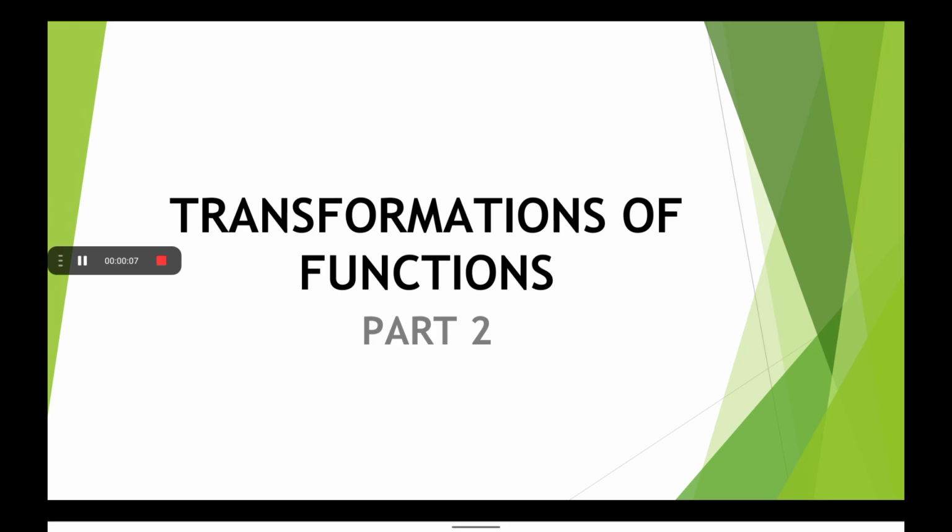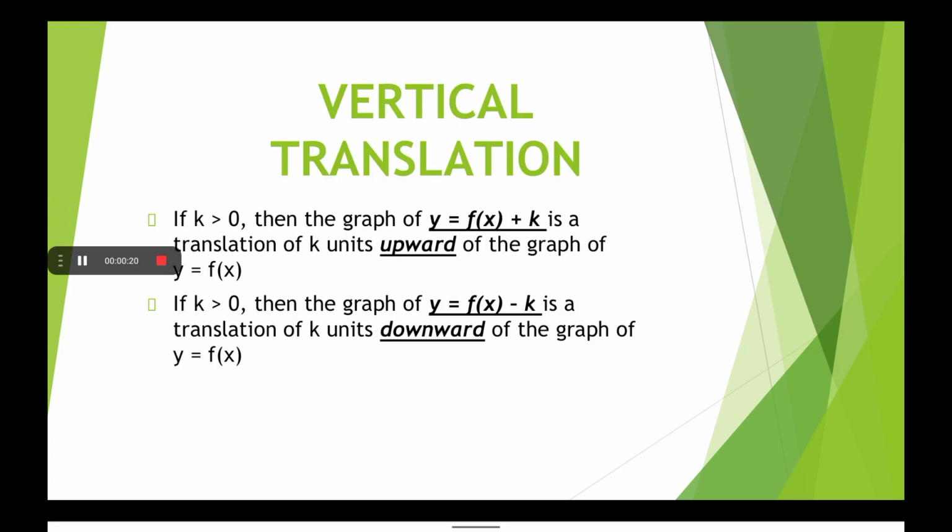In the previous video, I explained the topic transformation of functions. In that, I explained the horizontal translation. In this video, I am just going to explain the vertical translation. What is called horizontal translation? You can shift the points or units in a horizontal way, the same as in the vertical translation. That means we can shift the points or units in a vertical direction.